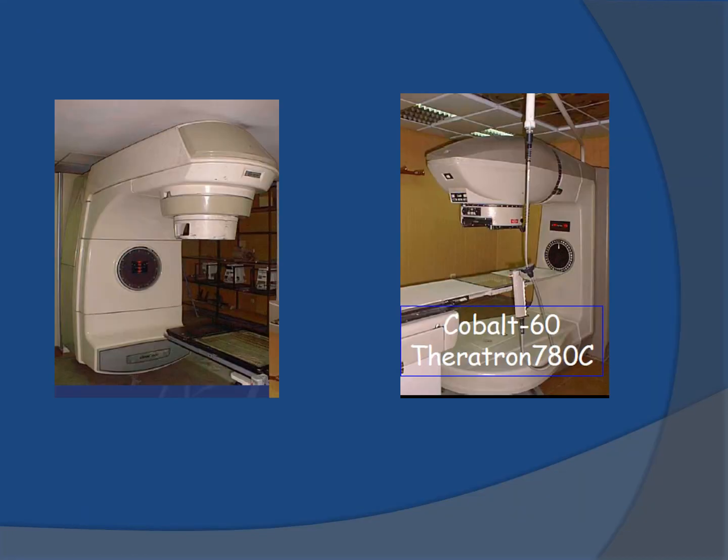This is a photo of a cobalt-60 machine which depends on a natural radioactive source, cobalt-60, placed in a large lead head, and produces gamma rays only.